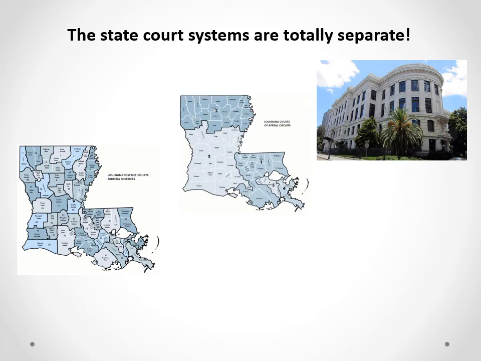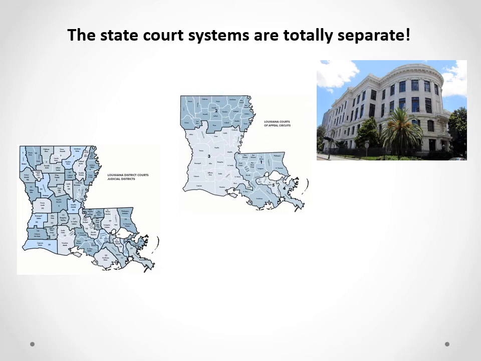Okay, I told you I'd answer the question, what about the courthouse in Ruston or Farmerville? The state court systems are totally separate. Just like we have our national legislature, our Congress in D.C., and our state legislature in Baton Rouge. Just like we have our national executive, the president, in D.C., and we have our state executive, the governor, in Baton Rouge. We also have our national court system and our state court system.